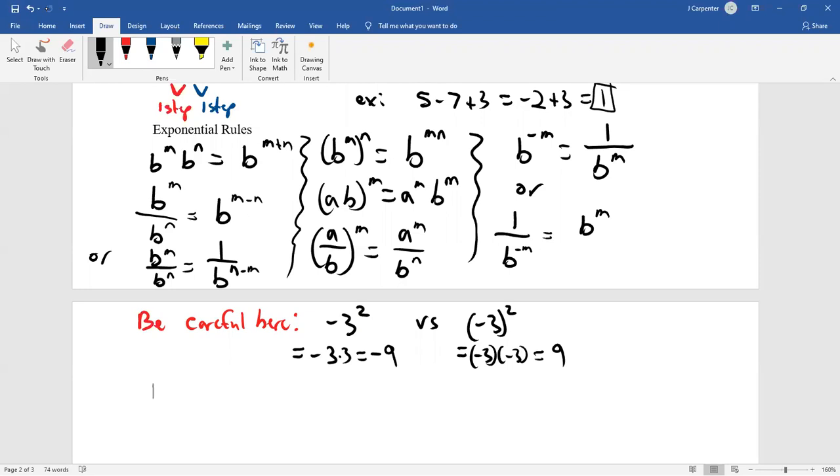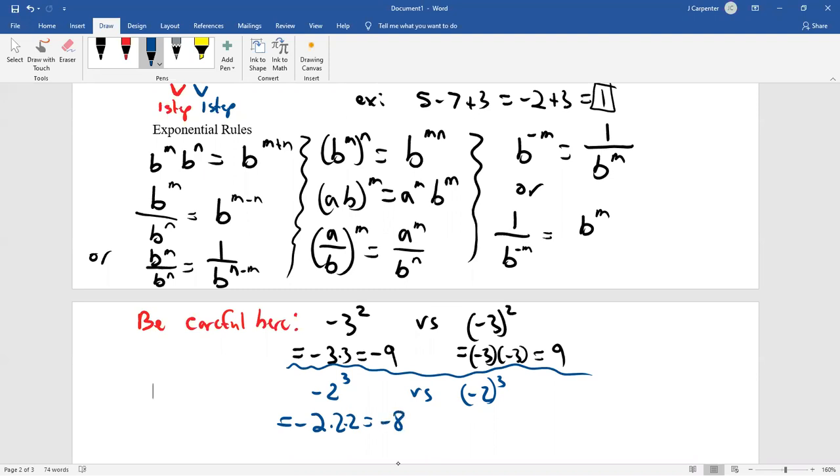Now here's what's interesting. When your exponents are even, it leads to different answers. If your exponents are odd, though, you actually get lucky. Let's say we had -2 to the third versus (-2) to the third in parentheses. So this first one is just a single negative, then 2, 2, 2. -2 times +2 is -4. -4 times +2 is -8. But this other one, that's 3 of these negatives. -2 times -2 is +4. +4 times -2 is -8. So you actually get the same answer, but the work looks different.